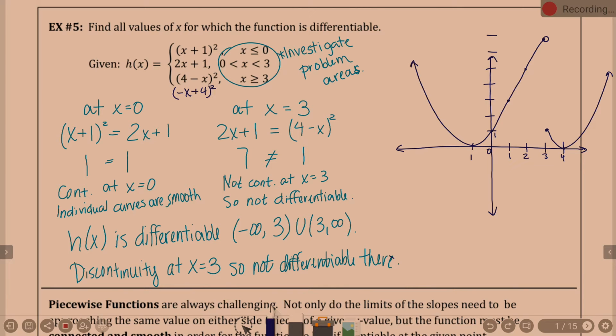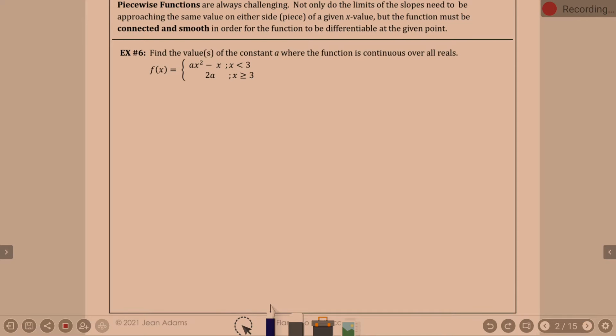Okay, moving along. Speaking of piecewise functions, piecewise functions are always challenging. Not only do the limits of the slopes need to be approaching the same value on either side of a given x value, but the function must be connected and smooth in order for the function to be differentiable at the given point. I think I just showed that pretty well. So, example 6. Find the value or values of the constant a where the function is continuous over all reals.